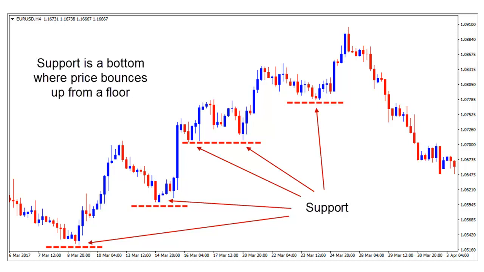The word support comes from the old floor trader days where the price would support the market from dropping any further. So we get an area where the price comes down and it gets supported. So we have what's considered major levels of support and minor levels of support.